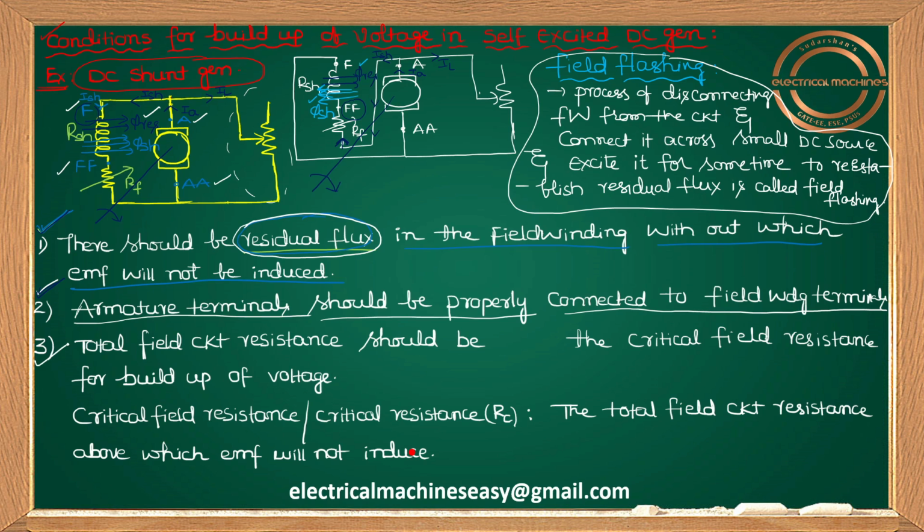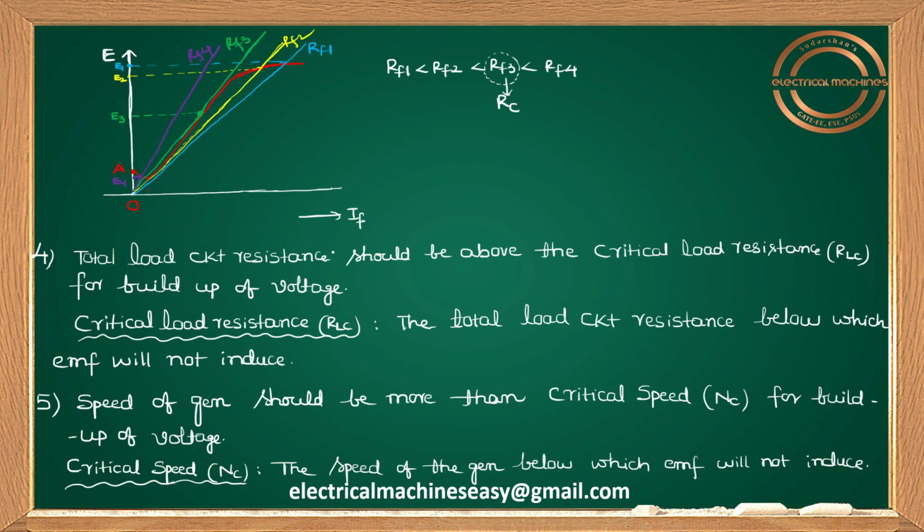And what about the third point? This third point is very important. This is regarding critical field resistance, or simply sometimes we call it critical resistance. For explaining that, please let me show you the open circuit characteristics, or I can say no load characteristics, of a DC generator. So it's a graph between simply E versus IF.